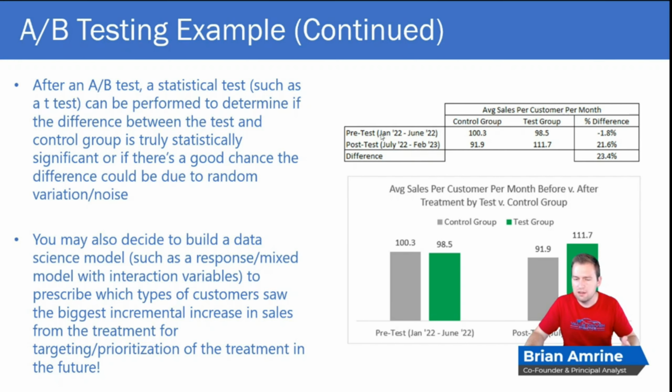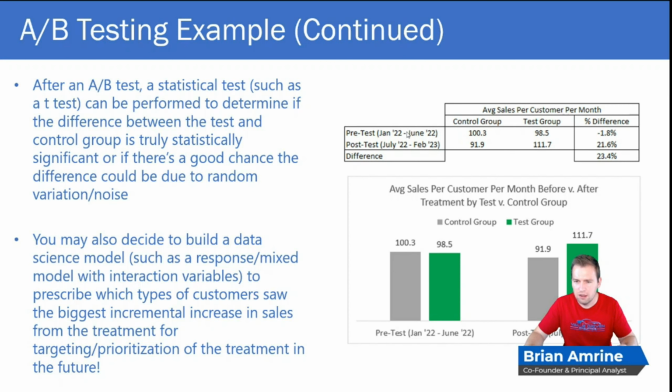Our pre-test period, January 2022 through June 2022, we saw a very minor difference across the groups. They were randomly selected, and so there shouldn't be a very large difference. There'll always be somewhat of a difference due to random variation, but in this case the test group's average sales per customer was 98.5 versus the control group's 100.3. So the test group was 1.8% lower in terms of average sales per customer than the control group in the pre-test period.